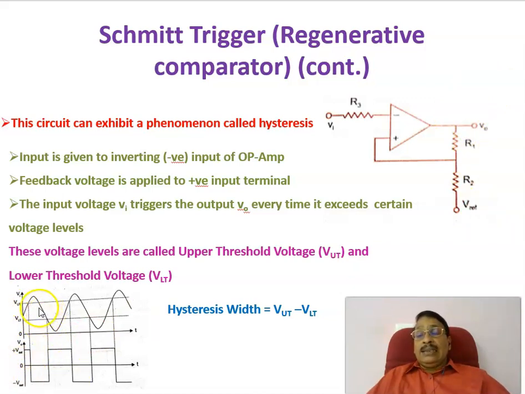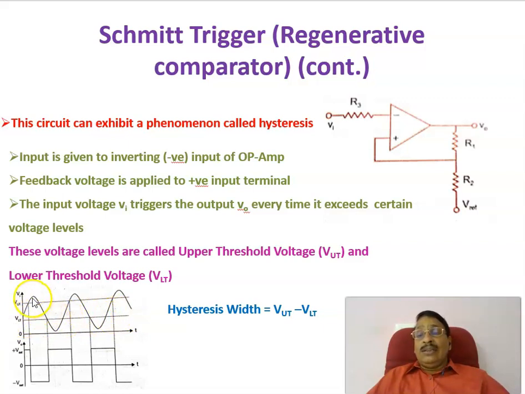Again, even though the input voltage goes less than VUT, the output won't change at that instant. Rather, it changes only if the input voltage goes less than another limit, which we call the lower threshold limit, that is VLT.